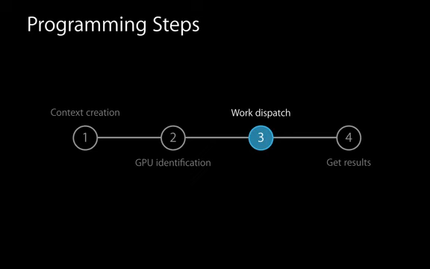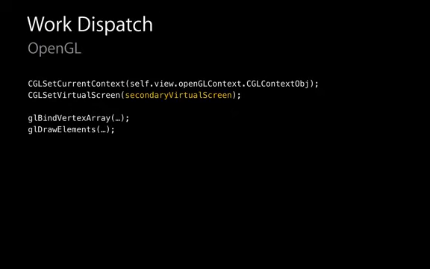Okay, so the next step is dispatching work. In OpenGL, the GL context refers to the renderer, or interacts with the renderer, via this virtual screen number. To set the virtual screen, we saw an example of this earlier. If I'm going to issue some draw calls to one of the devices, the first thing I have to do is make sure that the context that I created is the current context. So I'll call CGL set current context and pass in the context that I'm interested in working with. Then once that context is set, I can set the virtual screen number.